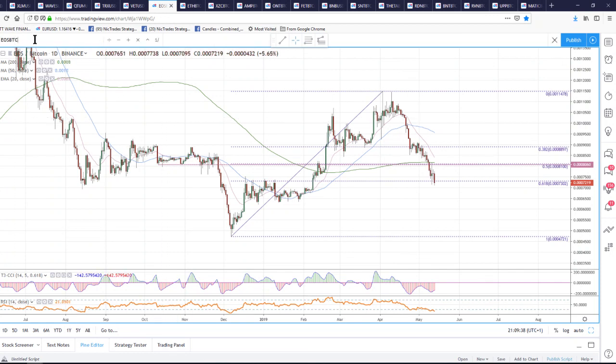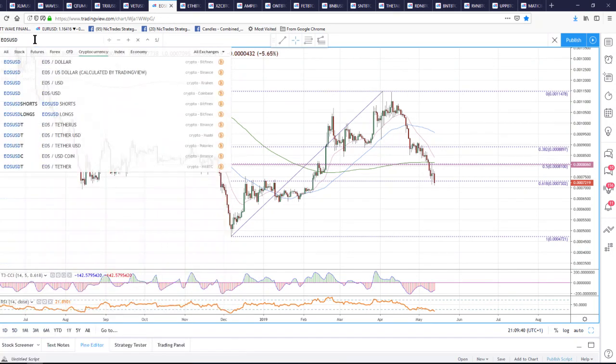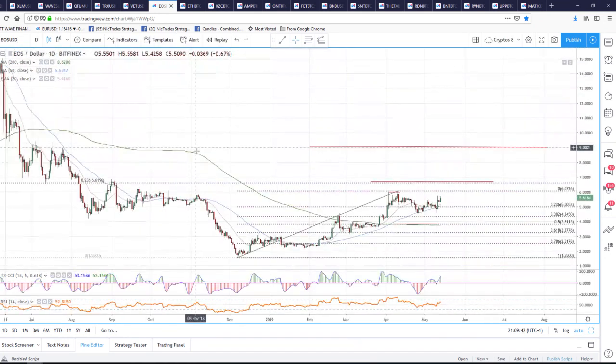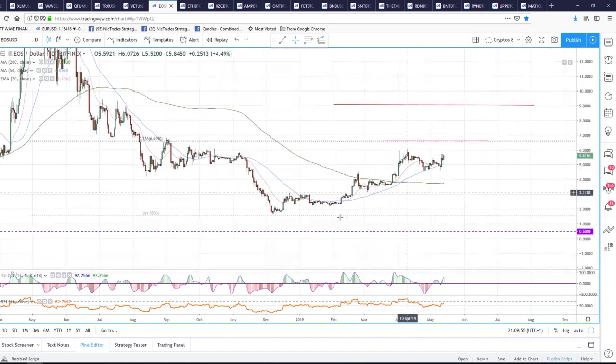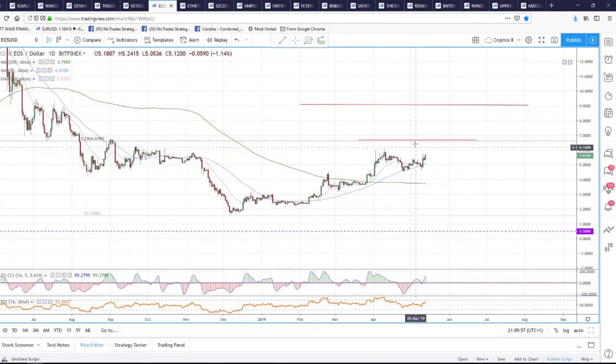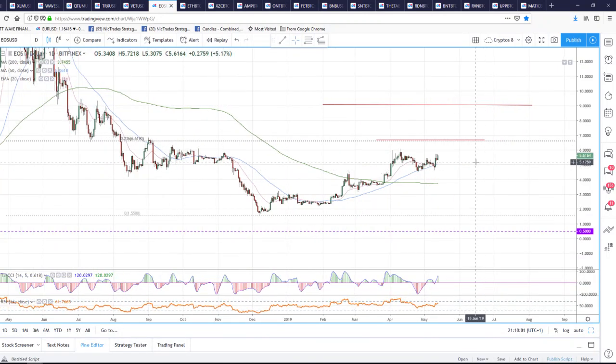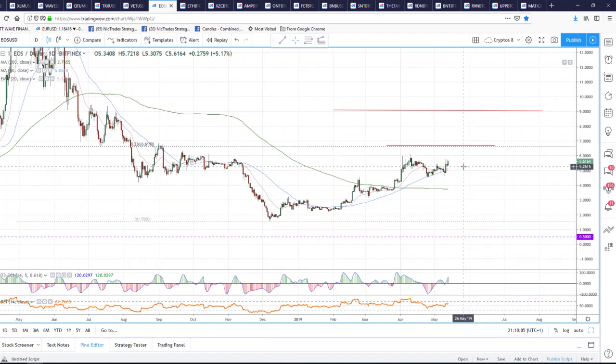Let's see EOS dollar though, because it's not all bad. In fact, you're not losing money in EOS, because EOS dollar is going up. In EOS dollar, we've got a really nice pattern going on here, and our 236 fib target is 6.619. So you can make money in EOS, but you could make more money in Bitcoin. That's all that's going on.